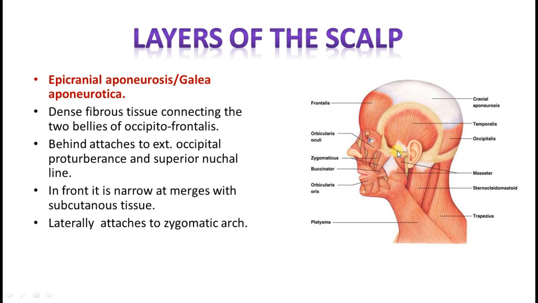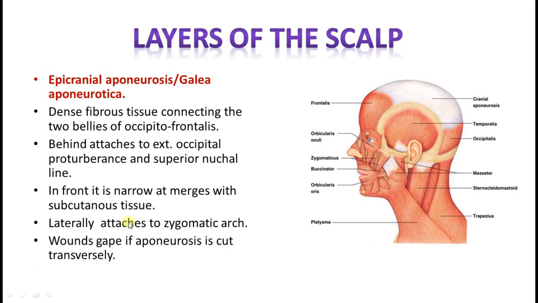Apart from the frontal belly and occipital belly, sometimes you have a temporoparietalis muscle through which the auricle can be moved. But most of our auricular muscles, that is your auricularis anterior, auricularis superior, and auricularis posterior, are all vestigial muscles in humans.